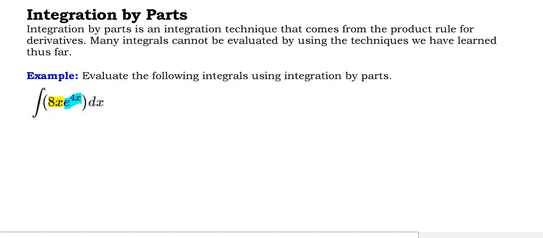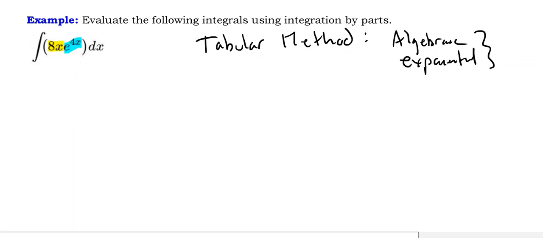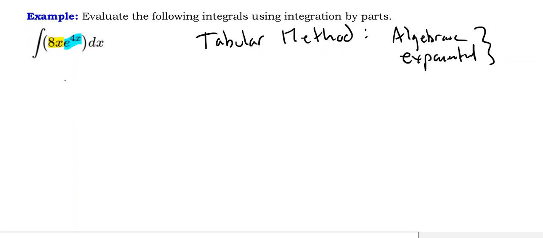I'm going to introduce what is called the tabular method of doing integration by parts. And in this video, once again, we're going to have an algebraic part and an exponential part. And they will be multiplied together in a product. So we're going to make a table, which is why it's called the tabular method. And in the left-hand column, I'm going to put a D. And the right-hand column, I'm going to put an I.